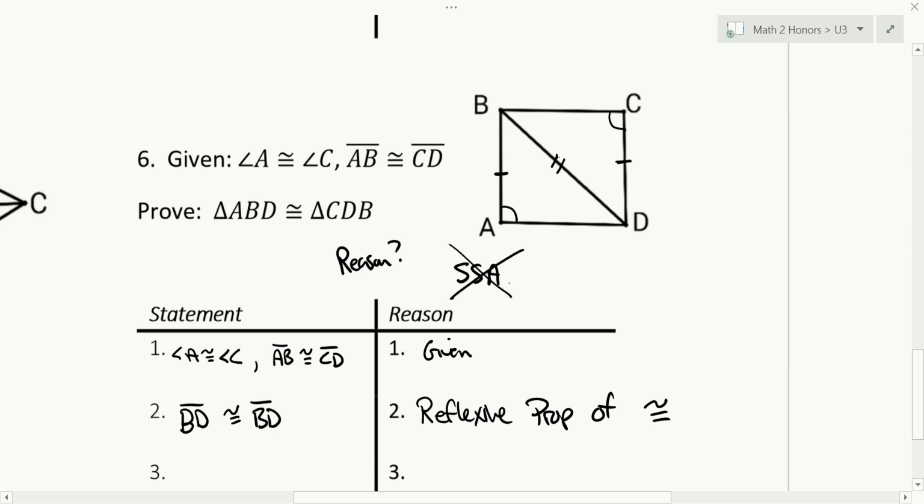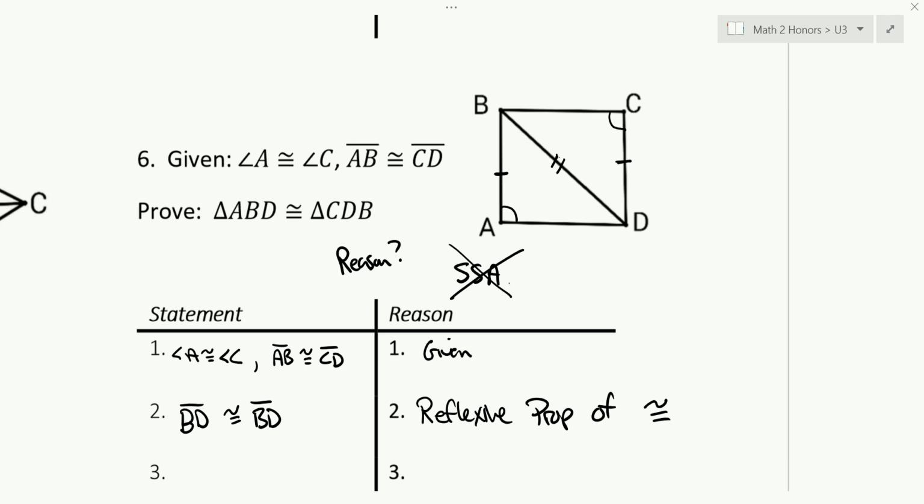That's one of the ones that's on your do not use list. And if you don't know that, put that on your do not use list. It's the ambiguous case because we can have 2 different triangles and they don't necessarily have to be congruent in that case. So what reason are they congruent? Yes.